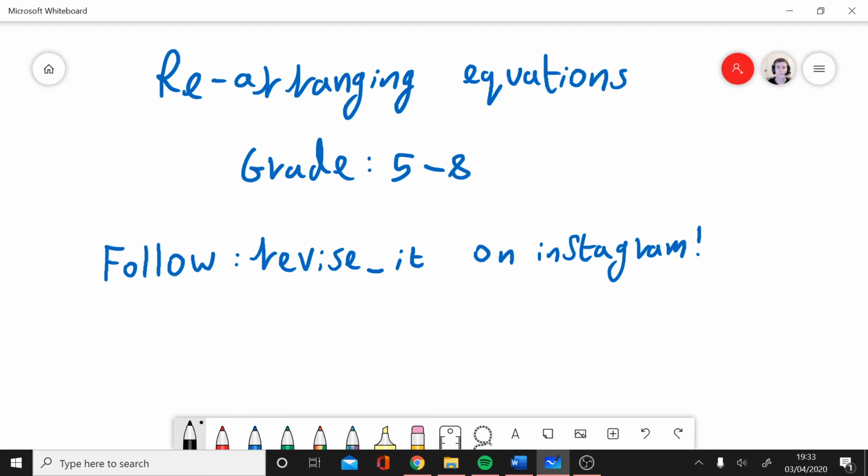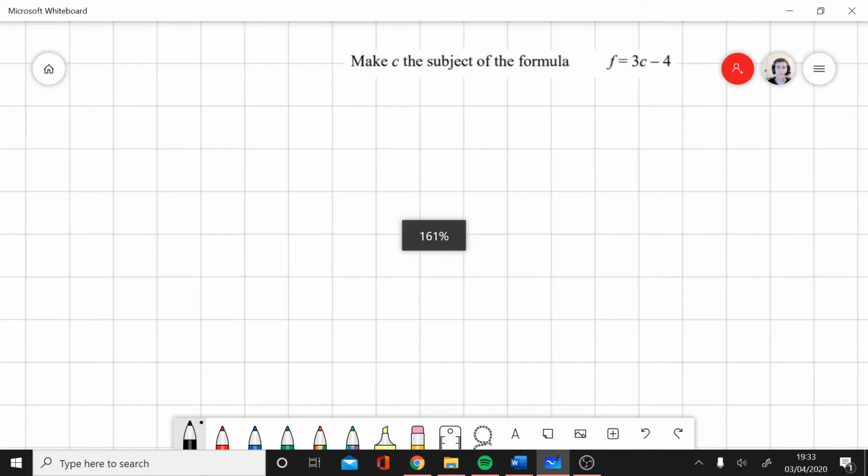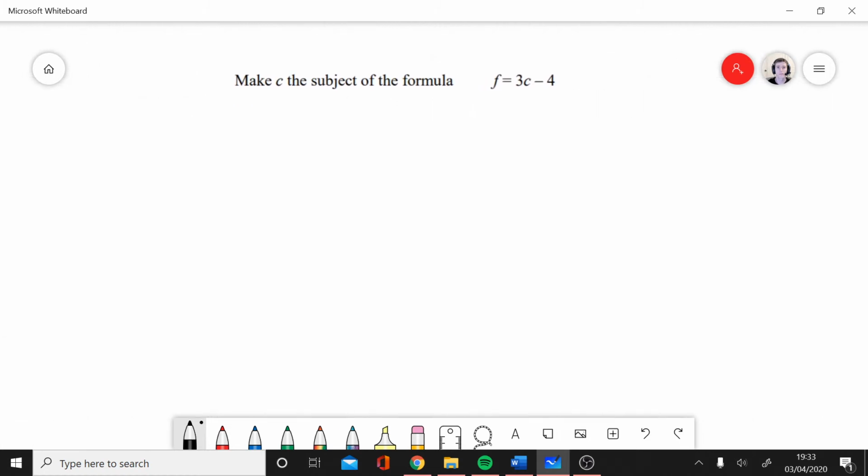Okay, so let's get started. The way I'm going to structure the lesson is I'm going to show you an example question, I'll give you 30 seconds to have a go yourself, and then I'll show you how to go about doing it. So this is our first question.